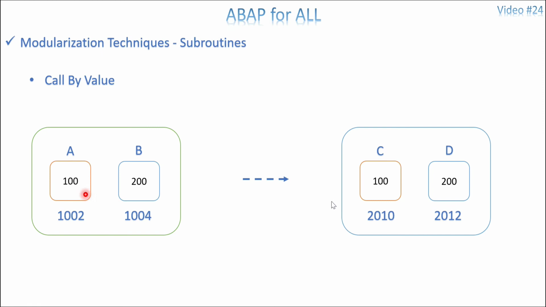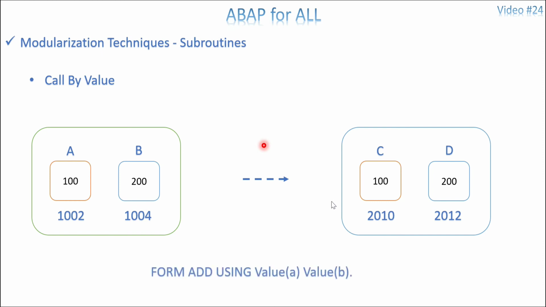Here also is the same example. We are passing just the variable and making use of its value. Meaning if any change happens in C and D, it won't reflect, because there is no direct connection between your actual and formal parameters. It has its own memory. So call by value means you can make use of the value, and if you change anything, it won't reflect in your actual parameters. That is the idea of call by value.